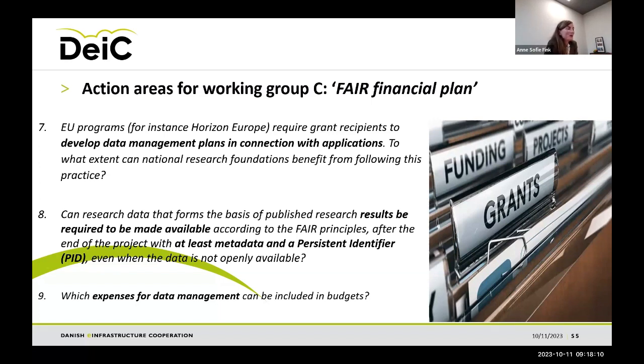Action area 9. Which expenses for data management can be included in budgets? That's from the first period where we have been looking at the implementation of the FAIR strategy. This is a big issue. How can we actually put into the project proposals that we need funding, that research needs funding, for doing these things.